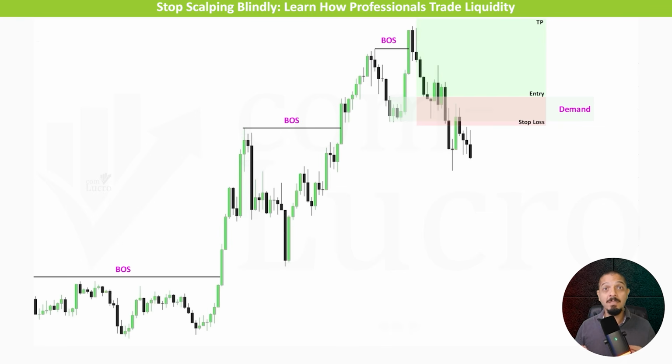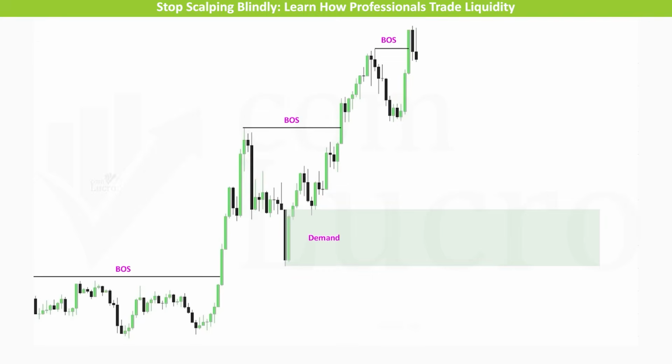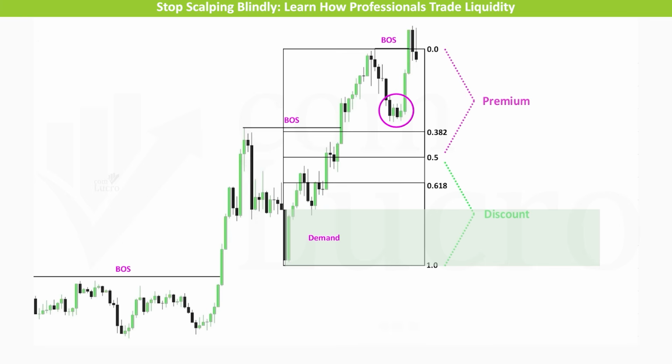The reason behind this becomes clear when you look deeper. This so-called BOS was never a real break in the first place. The entire move was driven by resting buy orders sitting below, inside the discount zone of the main bullish leg. If you draw your Fibonacci tool from the swing high down to the swing low, you will notice that price did not even retrace into the 38.2% level, let alone the 50% level of the previous impulse. This is critical.